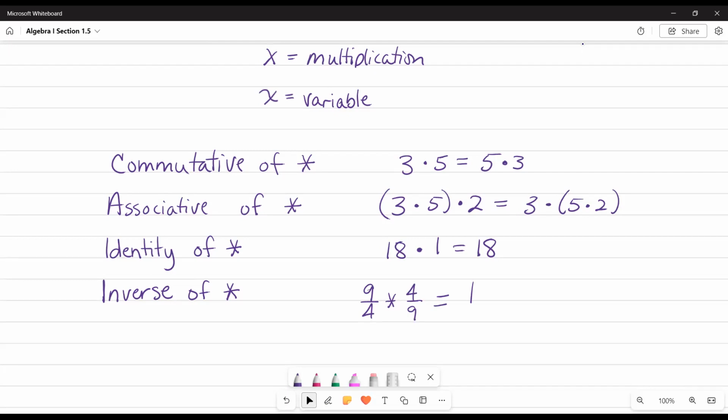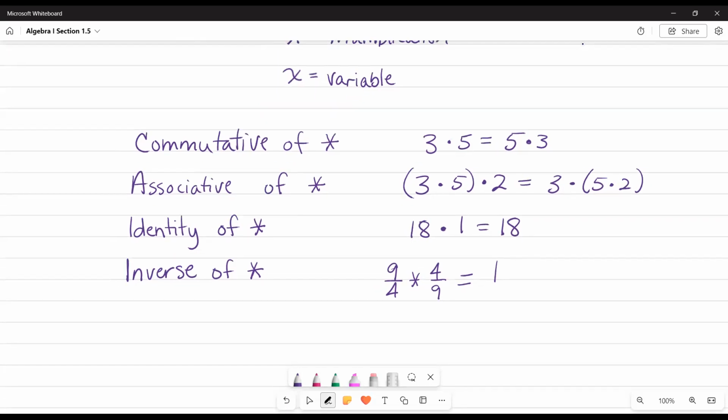So the inverse property of multiplication says any number, so this is your number, times its reciprocal or multiplicative inverse. That word's just fun to say. I like it so much. Or its reciprocal equals 1.